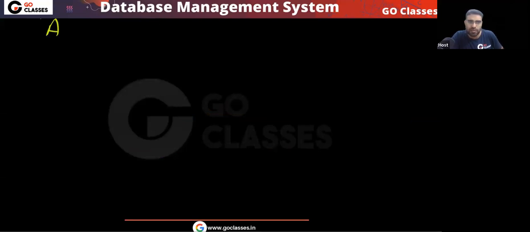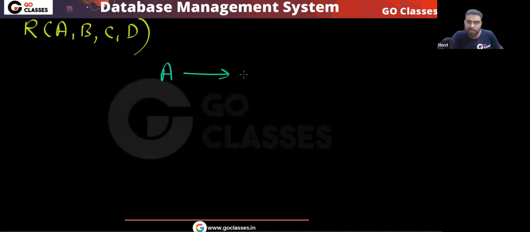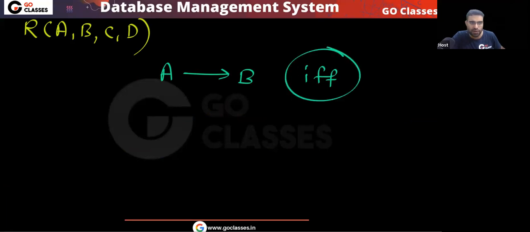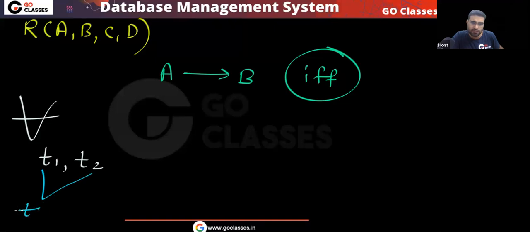Remember, you have a relation R in which you have attributes, for example A, B, C, D. Now, what is the definition of A determines B? This will happen if and only if, for all tuples T1, T2. What are these T1, T2? These are tuples.